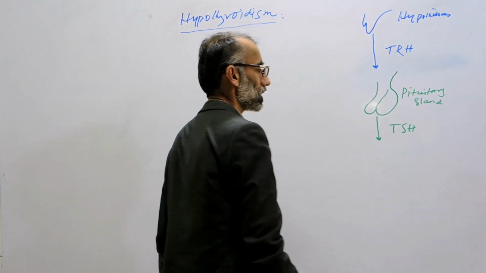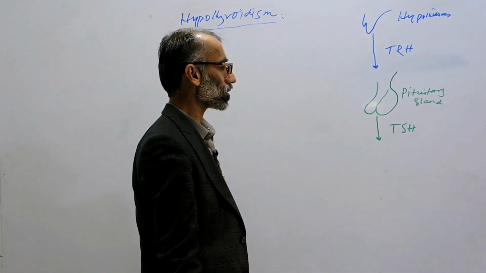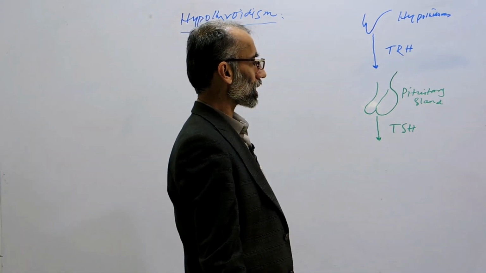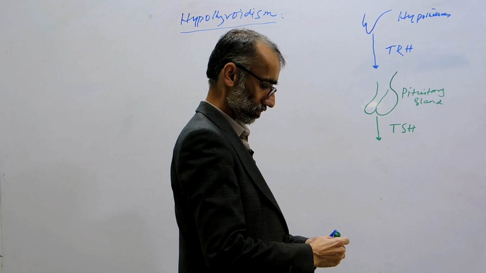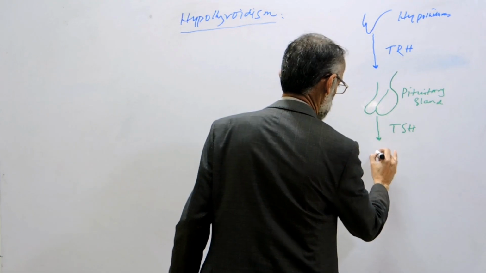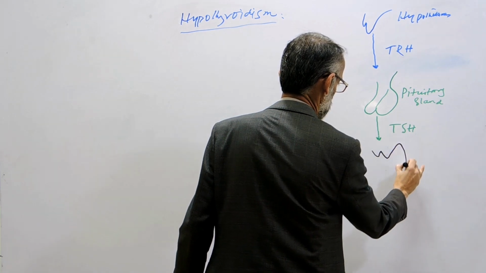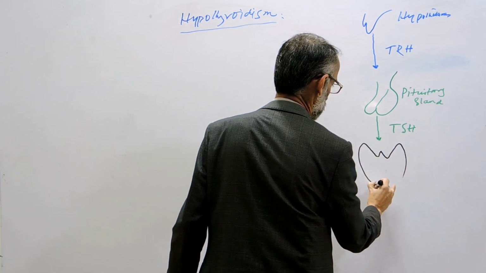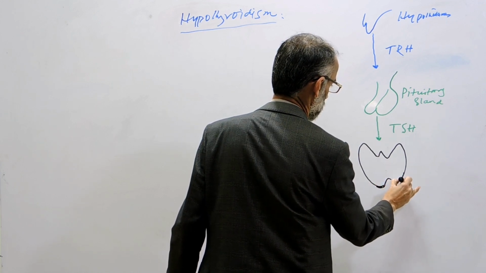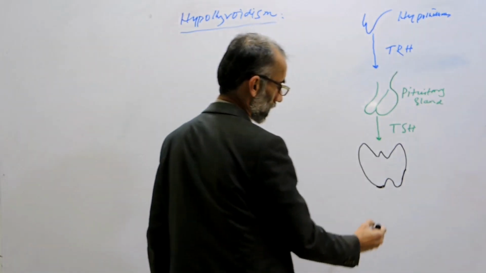It produces TSH, thyroid stimulating hormone, synthesized and secreted from the anterior pituitary gland. It acts on the thyroid gland. This is the thyroid gland, just like a butterfly shape in front of the neck.